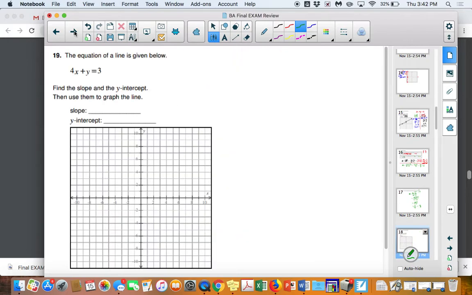All right, keep going. So this is the equation of a line. It's given. We've got 4x plus y equals 3. And what do they want to know? They want to know, find the slope and the y-intercept. Well, when they use these words slope and y-intercept, you should be thinking y equals mx plus b. So change it to that form, and your slope and your intercept is going to be staring at you.